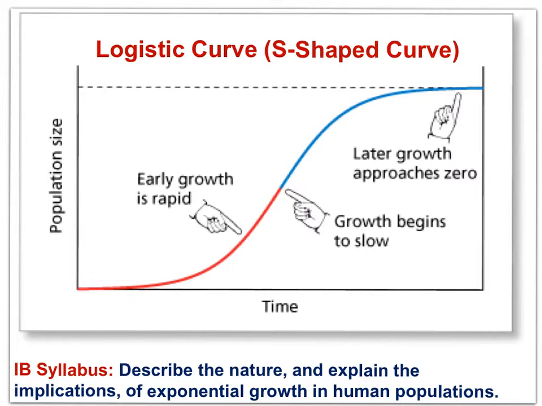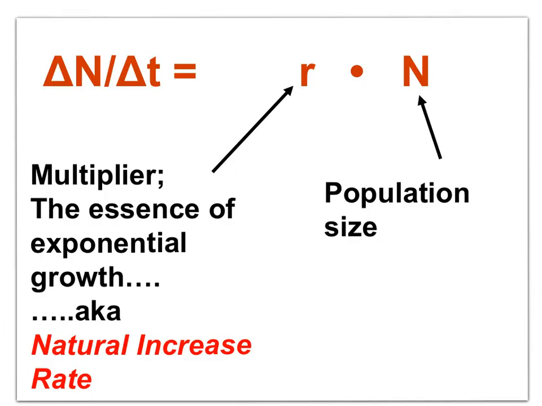Now, can you describe the nature of exponential growth? Exponential growth involves a multiplier, a value multiplied by the size of the population, n. The yearly change in the size of the population, delta n over delta t, is a function of both the multiplier and the size of the population. The multiplier is called the natural increase rate, and we'll understand the origin of this value in the population unit later on in this course.